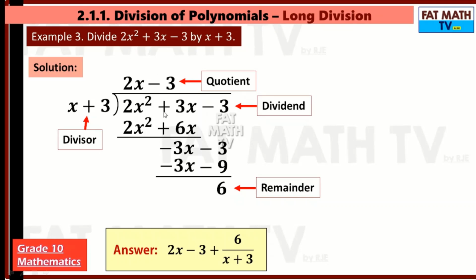So if you divide 2x squared plus 3x minus 3, you will have a quotient of 2x minus 3 and a remainder of 6. So like how you divide whole numbers with remainder, the fractional part here will be remainder over the divisor. Okay, so this expression is just the same as this over x plus 3. So if the remainder is positive, you will have to put here plus. And then if later on the remainder is negative, we will put here minus.